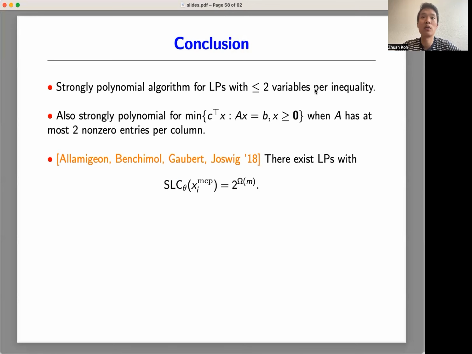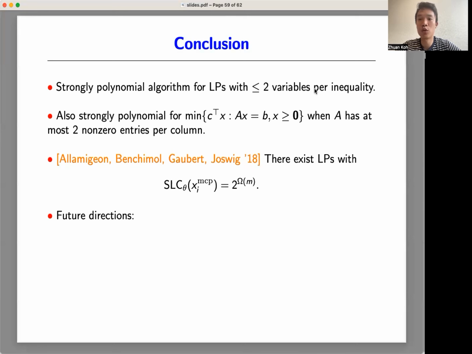Now, one might wonder whether the straight line complexity of every LP is strongly polynomially bounded, and if so, this would give a way of resolving Smale's 9th problem. Unfortunately, there is a negative result by Allamigeon, Benchimol, Gaubert, and Joswig, which shows that there exist LPs with exponential straight line complexity. Recall that IPMs can solve linear programs in polynomial time. So this necessarily implies that the numbers occurring in these LPs are doubly exponential in the size of the matrix, m and n.